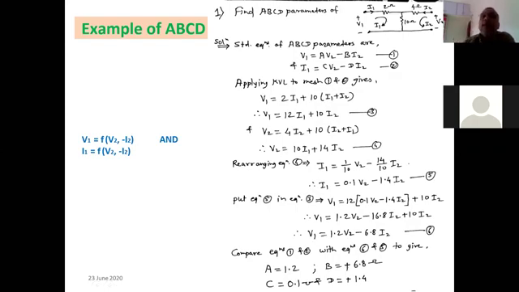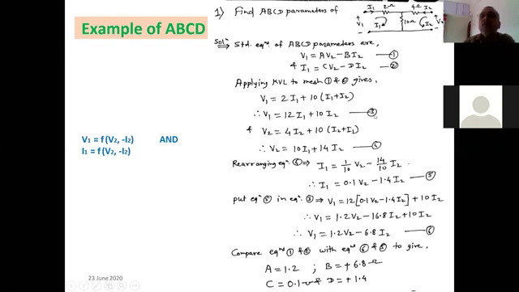Okay. Then applying KVL to mesh 1 and 2: if you apply KVL to mesh 1, it will give you V1 is equal to twice of I1 plus 10 into I1 plus I2. That is, V1 is equal to 12 I1 plus 10 I2.